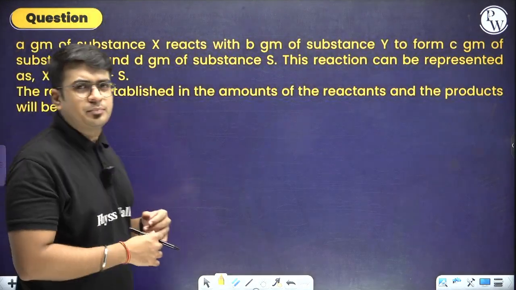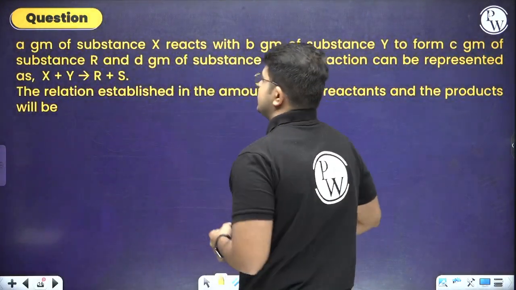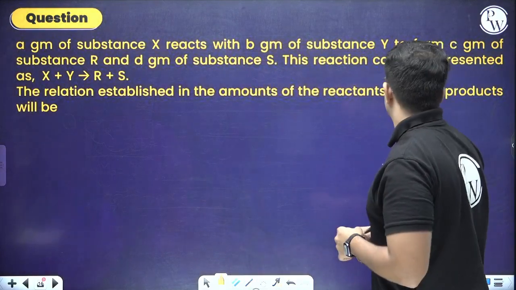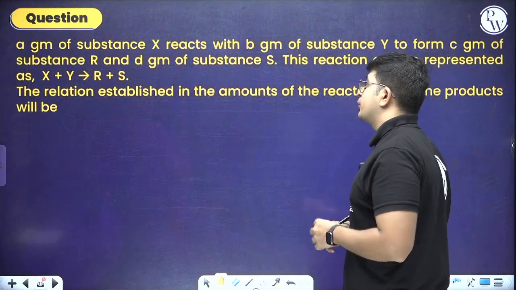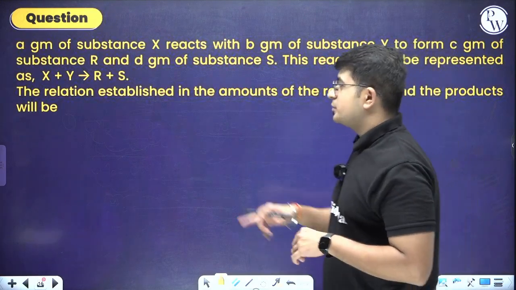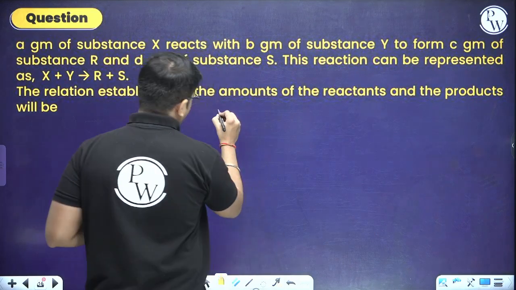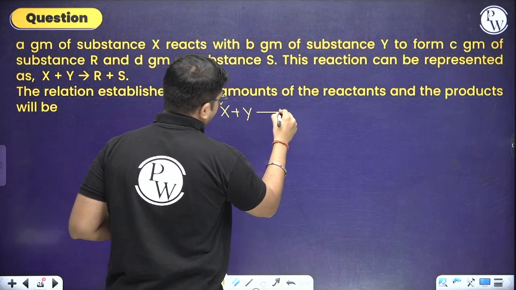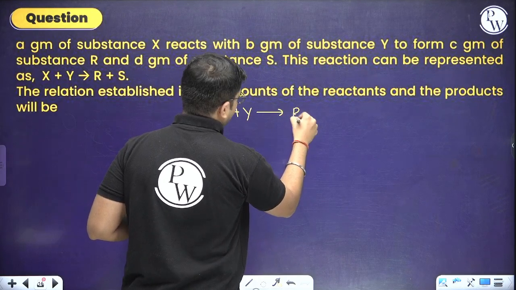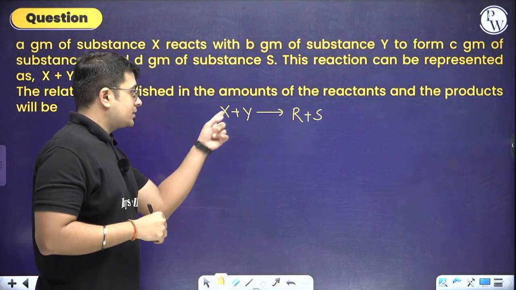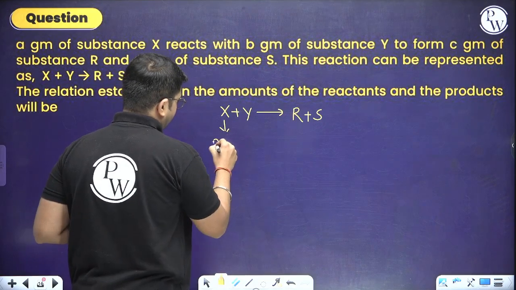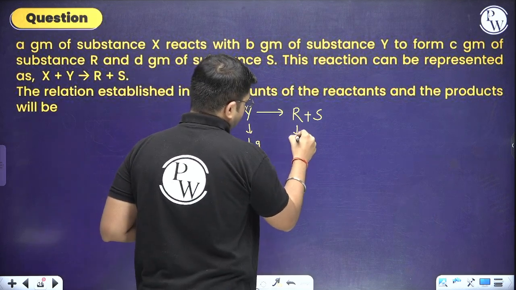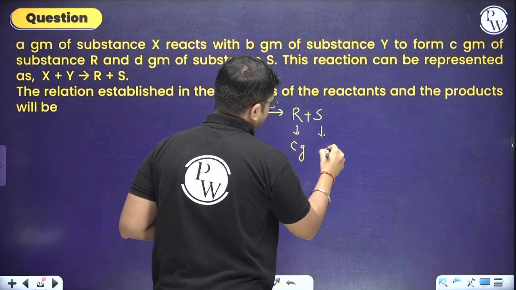Let's talk about a very simple question. Question says A gram of substance X reacts with B gram of substance Y to form C gram of substance R and D gram of substance S. This reaction can be represented by this particular situation. So we have X plus Y gives us R plus S. Now in this case, this information is given. We have A grams, this is B grams, this is C grams, and this is D grams.